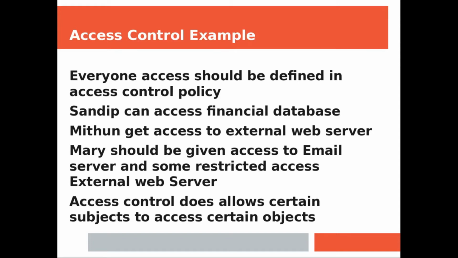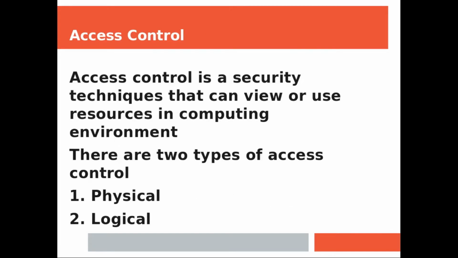So Sandeep is accessing the financial database, and the financial database is called an object. Mithun gets access to a web server for different files, so the web server can be called an object. Mary should have been given access to the email server and some restricted access to an external web server, so she is accessing the web server, which is the object.